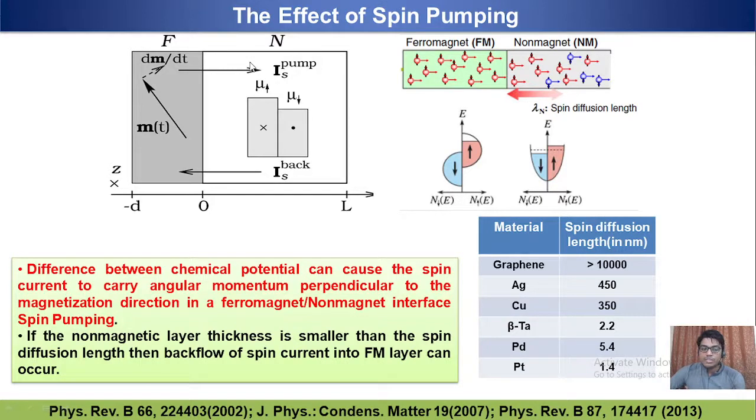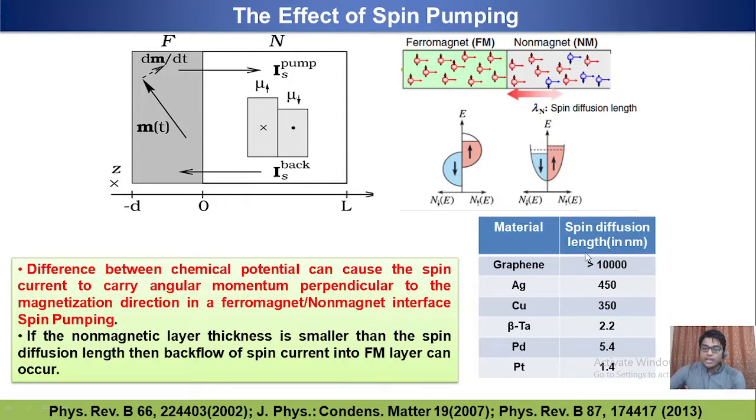The whole phenomenon is called spin pumping. It is mainly parameterized by two parameters. One is the spin mixing conductance, which determines the conductance property of the interface. Another is the spin diffusion length, which determines up to how much distance in the non-magnet the spin current can flow. When the non-magnetic layer thickness is less than the spin diffusion length, there is a backflow of the spin current, which is denoted here by I_back.